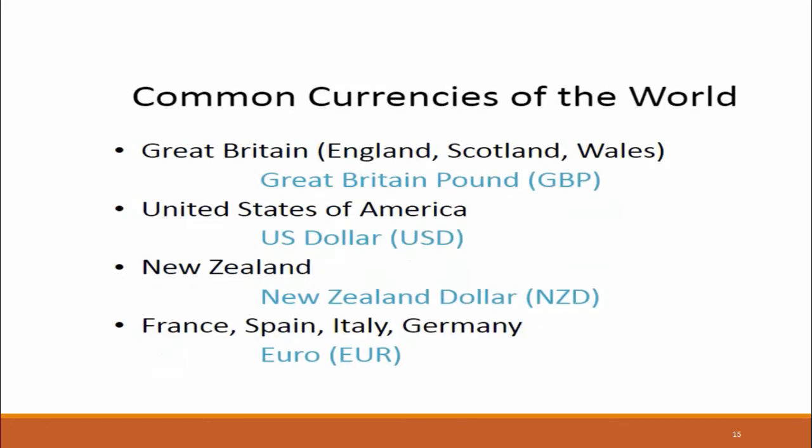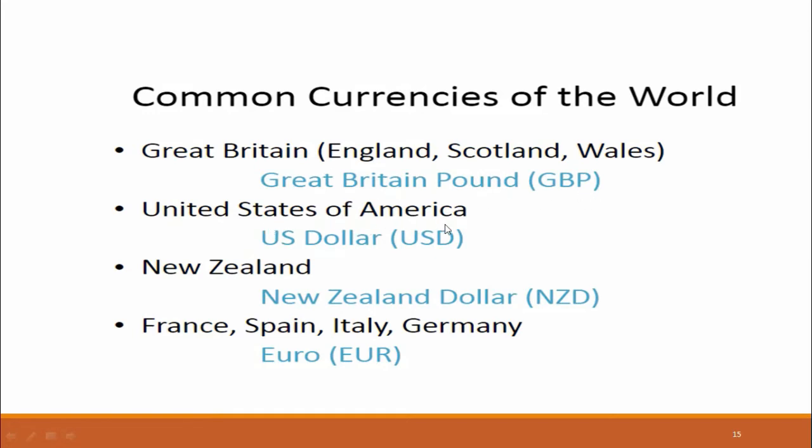So, some common currencies of the world: Great Britain, England, Scotland, and Wales. These three are the districts of Great Britain. So for this country, the currency name is Great Britain Pound. This is the common currency for all these.